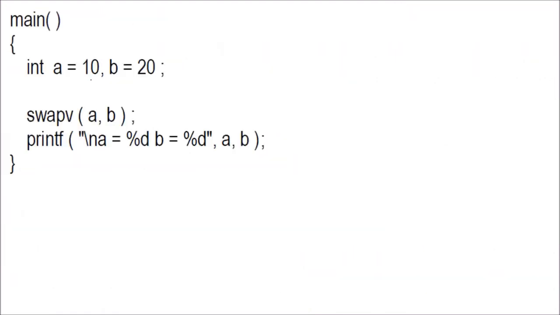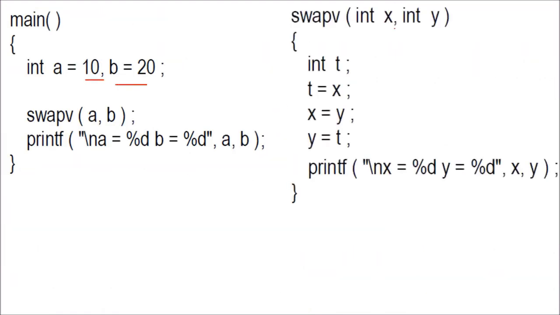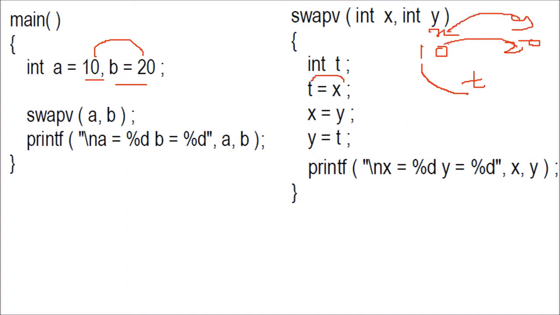Let us take an example. a is 10, b is 20, and now swapping is being done. Swapping 10 and 20. How will swapping be done? Say this is 10 and this is 20. So we take a temporary variable. First we assign this 10 to t, that is x to t. This has been done here. Then we assign y to x. So 20 goes here, 10 has come already here. So y to x. Then we assign t to y. That is, 10 goes here, 20 has already come here.